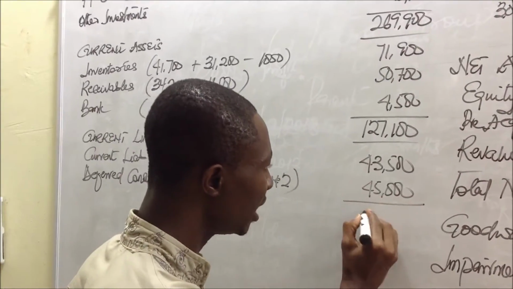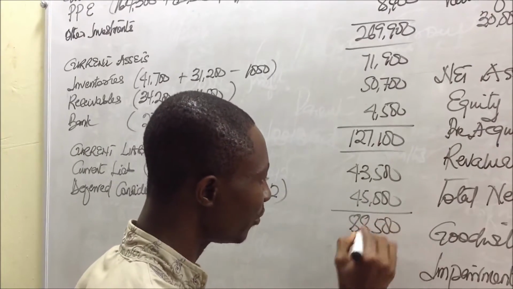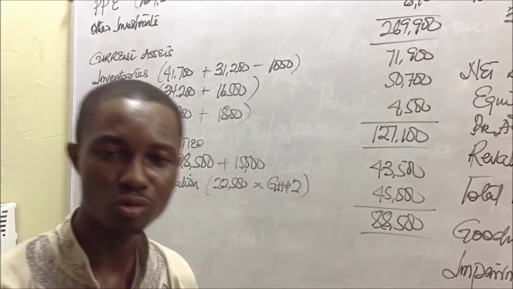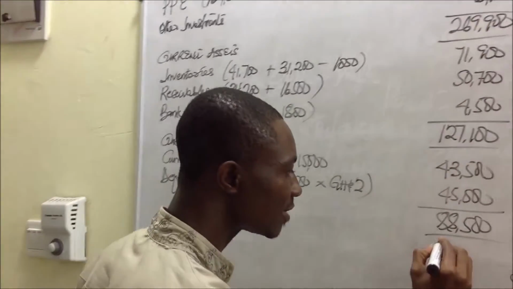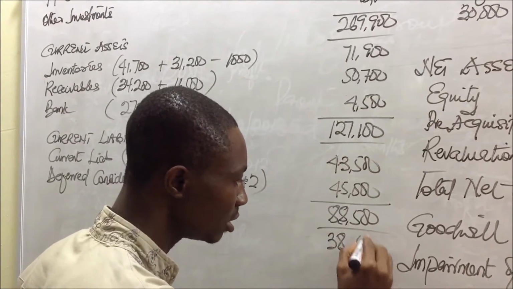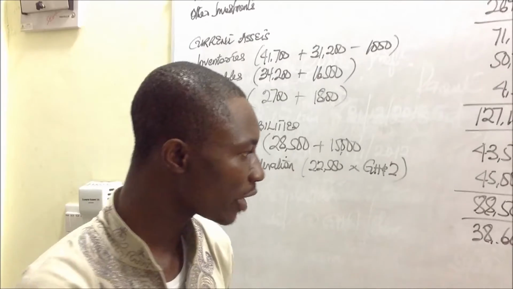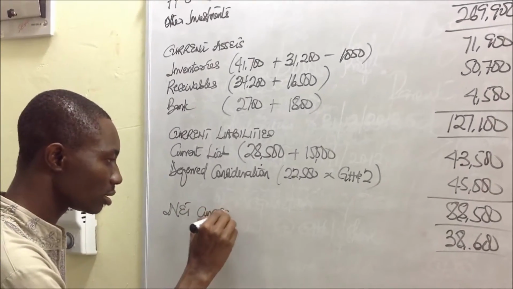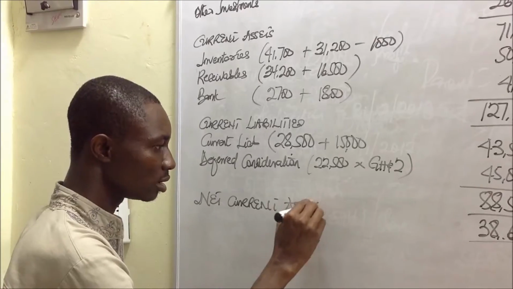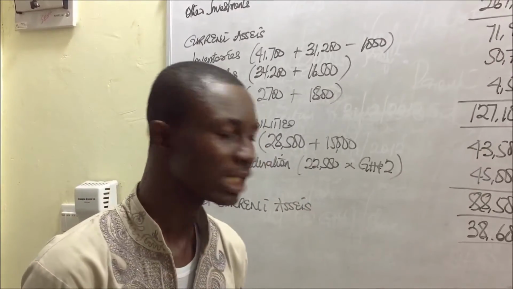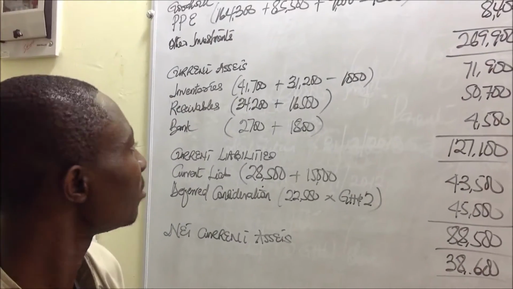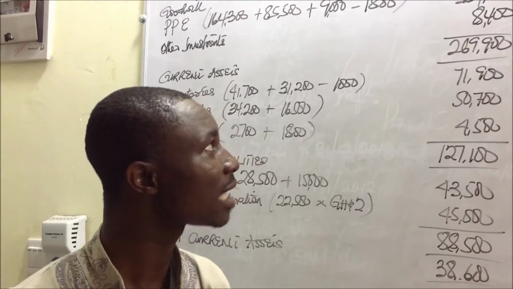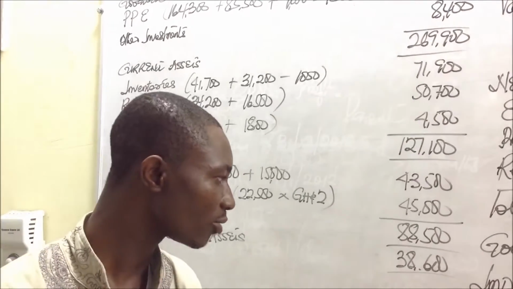So I put the two together. We have 88,500. Current liabilities is 88,500. Current assets is 127,100. So we'll find the difference between the two, and that gives us 38,600. Now this difference of 38,600 is actually called net current assets. What I'm going to do is add my net current assets to my total non-current assets, right? So we have non-current assets of 269,900 and then net current assets of 38,600.